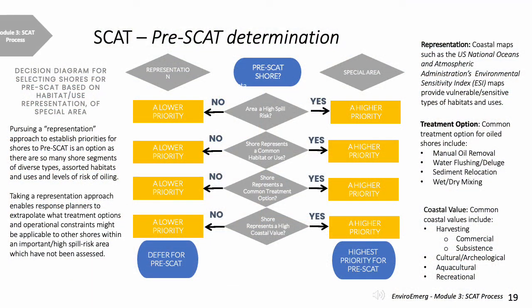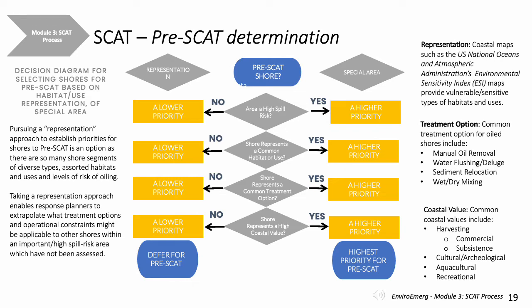When one looks at coastal resource and oil sensitivity maps, one realizes that there are thousands of shorelines that could be affected by an oil spill. An example of such coastal maps is those developed by the U.S. National Oceanic and Atmospheric Administration's Environmental Sensitivity Index maps that show vulnerable and sensitive types of habitats and uses to oil spills and chemicals. This chart sort of models a process of making a decision on which type of shoreline you might want to take the time and effort to pre-SCAT.